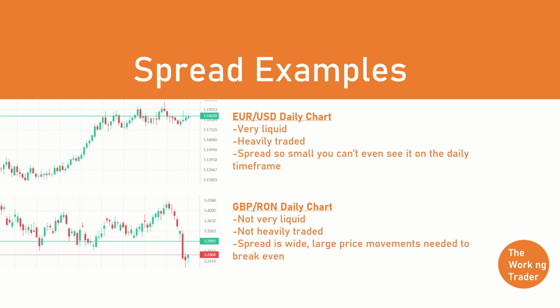But now if we take a look at the pound leu chart, it's not very liquid. It's got much smaller trading volume, much fewer buyers and sellers. And as such, for the broker to be able to make this worthwhile for them, they have to widen the spread, because if they've got fewer people buying and selling, they need the difference between the buy and the sell to be bigger for them to make money off of it, really.